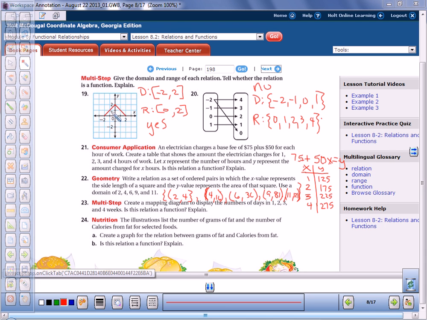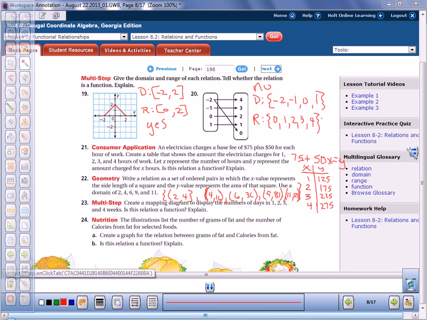20 is not a function, though. Why is 20 not a function? Okay. Value of the input is paired with more than one value of the output. -2 is paired with both 4 and 0. And that is why it is not a function. So here's our domain, here's our range. Do you notice that the domain is smaller than the range? Not a function.